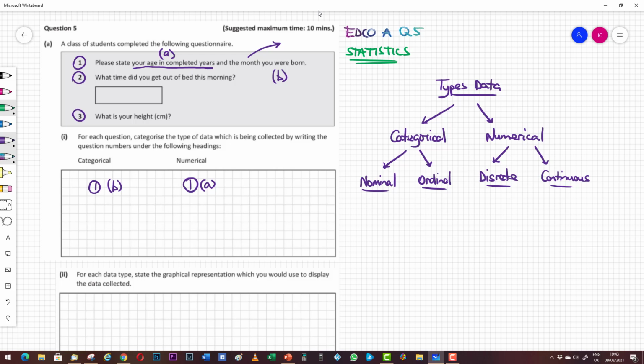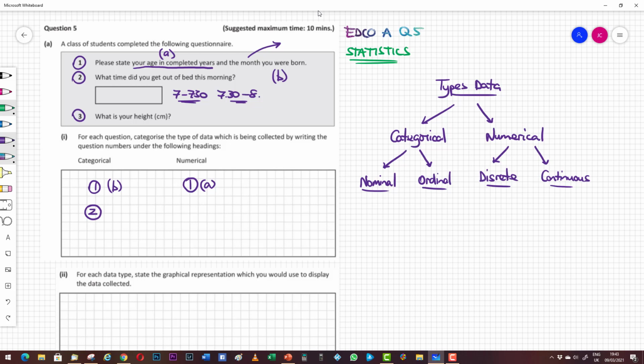The second question is, what time did you get out of bed this morning? Again, there's debate as to whether this is categorical or numerical. I would say that this is numerical data. They wrote down that it was categorical data, probably deciding that there were time intervals. So for example, you woke up between 7 and 7:30, and so that's more of a category. You woke up between 7:30 and 8. That's, again, a category of time, and we could put that in some order, so that would be categorical ordinal.